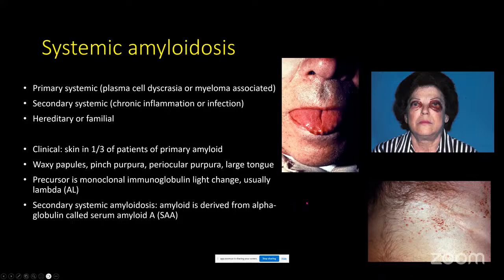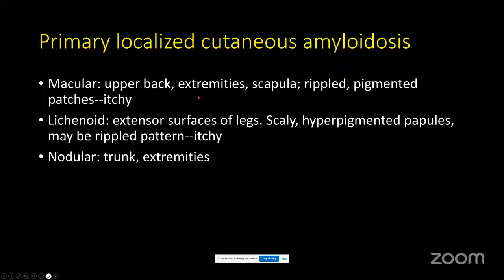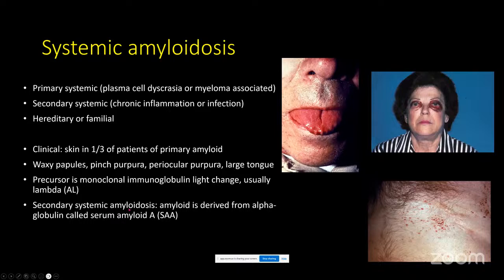So these are some of the clinical presentations that these patients can have. They can also have waxy papules, especially around their eyes. And this is usually due to monoclonal immunoglobulin light chain, usually lambda, and so this is referred to as amyloid AL. Then there's also secondary amyloidosis due to a chronic infection, maybe like TB or something. And that's derived from alpha globulin. It's referred to as serum amyloid A.